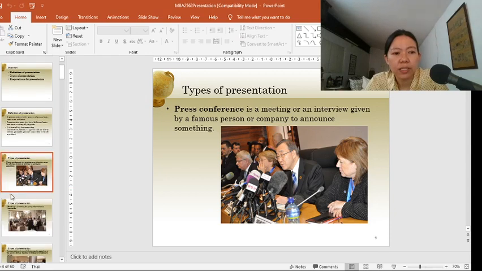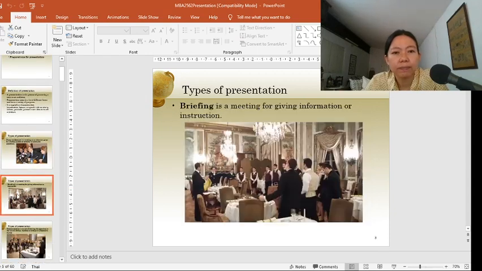The next type of presentation is briefing. A briefing is a meeting for giving information or instruction. So in this picture, the gentleman here might be the head of the food and beverage department, and he's giving instruction to his staff about maybe the preparation before the wedding banquet.